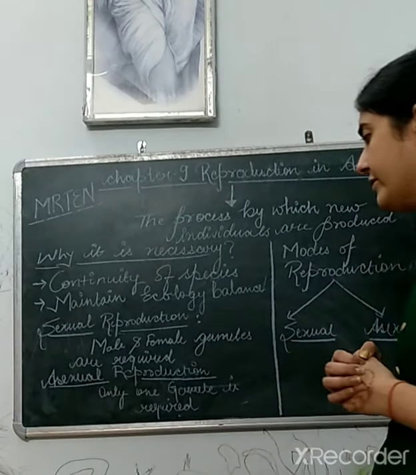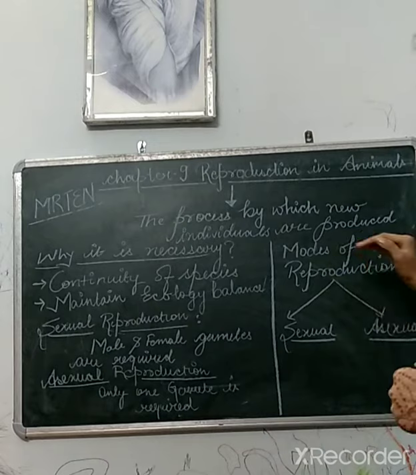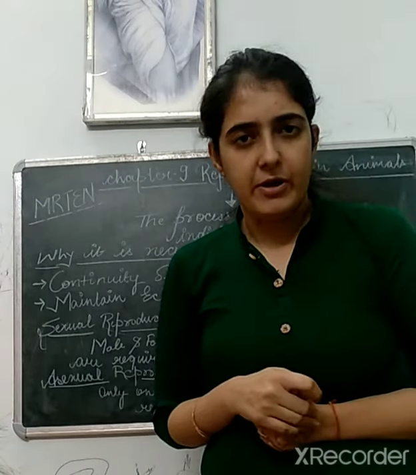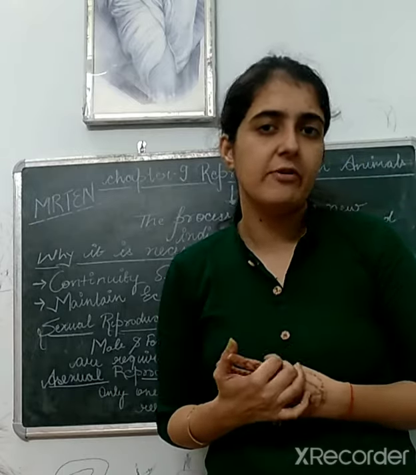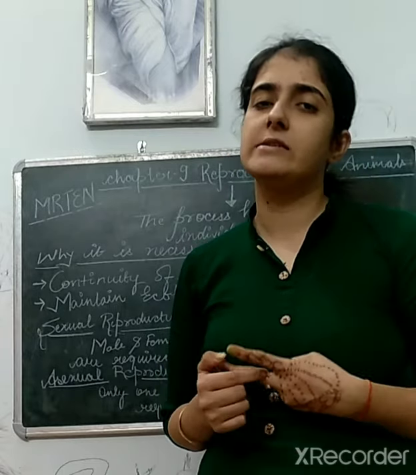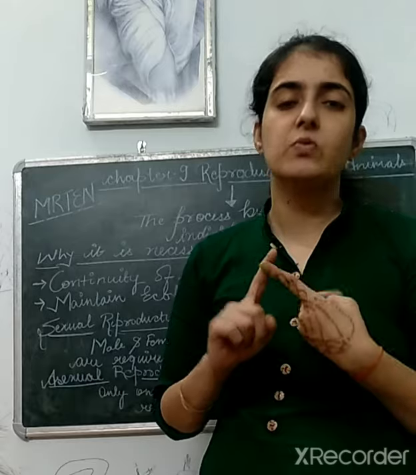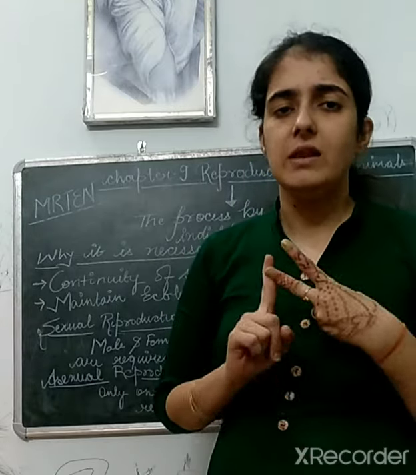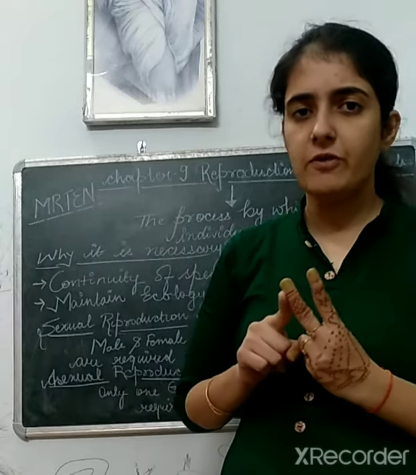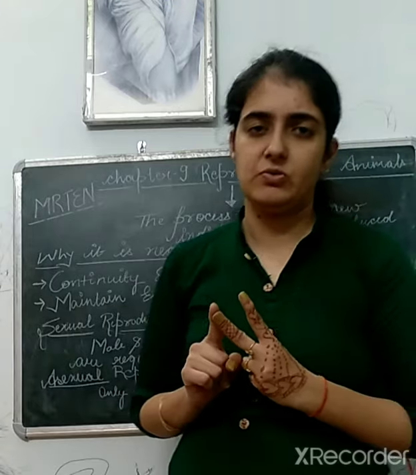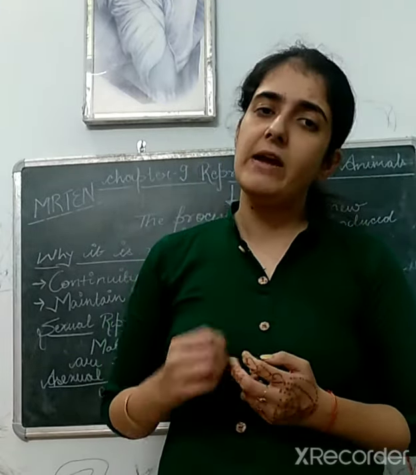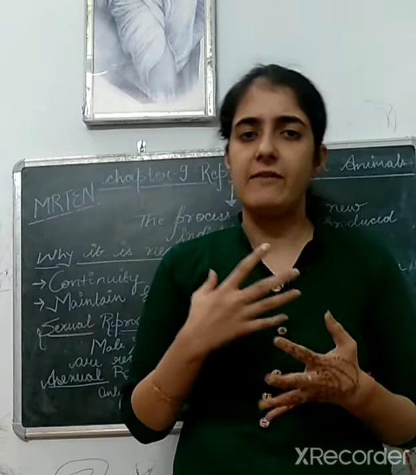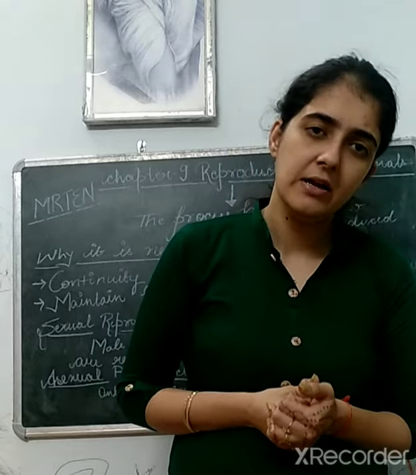So now we are going to discuss modes of reproduction. Modes means different types of reproduction. So we have two types of reproduction, sexual and asexual reproduction. First one is sexual and the other one is asexual reproduction. In class 7th we have discussed asexual modes of reproduction, so let's have a quick recap of asexual reproduction.